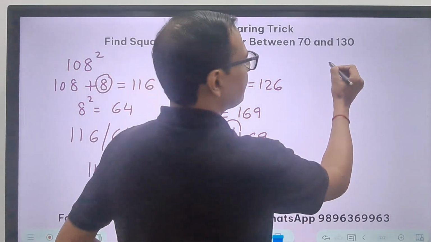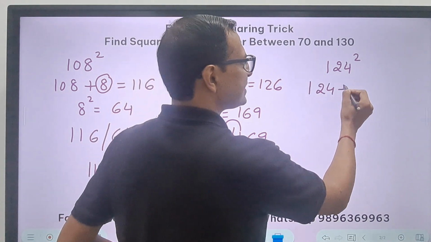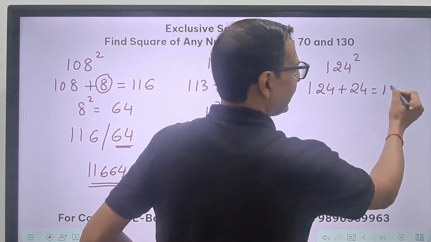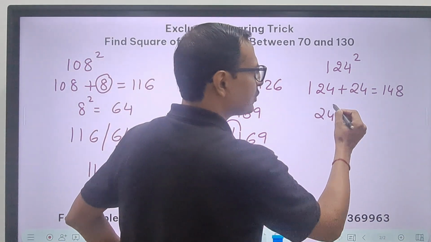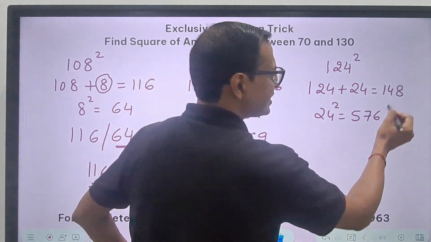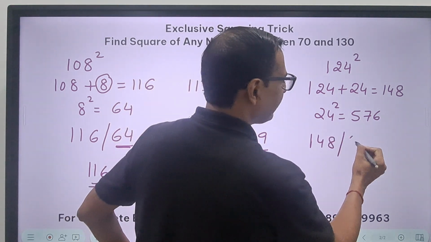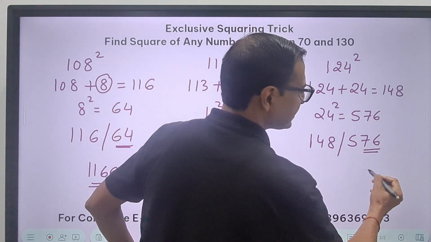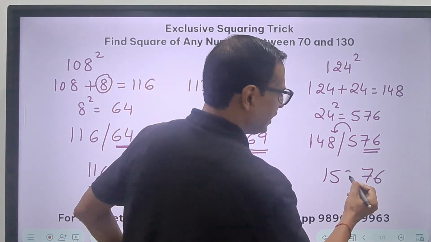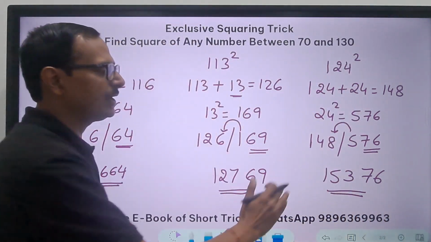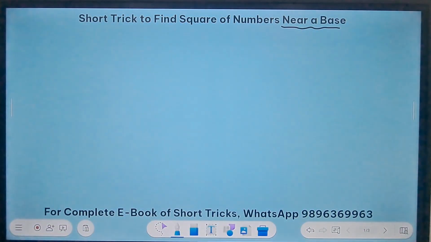Likewise, we can take one more example, 124 square. So 124 and the excess 24 gives you 148. That will be my first part. And excess is 24, so 24 square is 576. This is my second part. Just write them together, 148 and 576. Retain the 76, carry forward the 5. 148 plus 5 is 153, and there we go. The square of 124 is 15376.